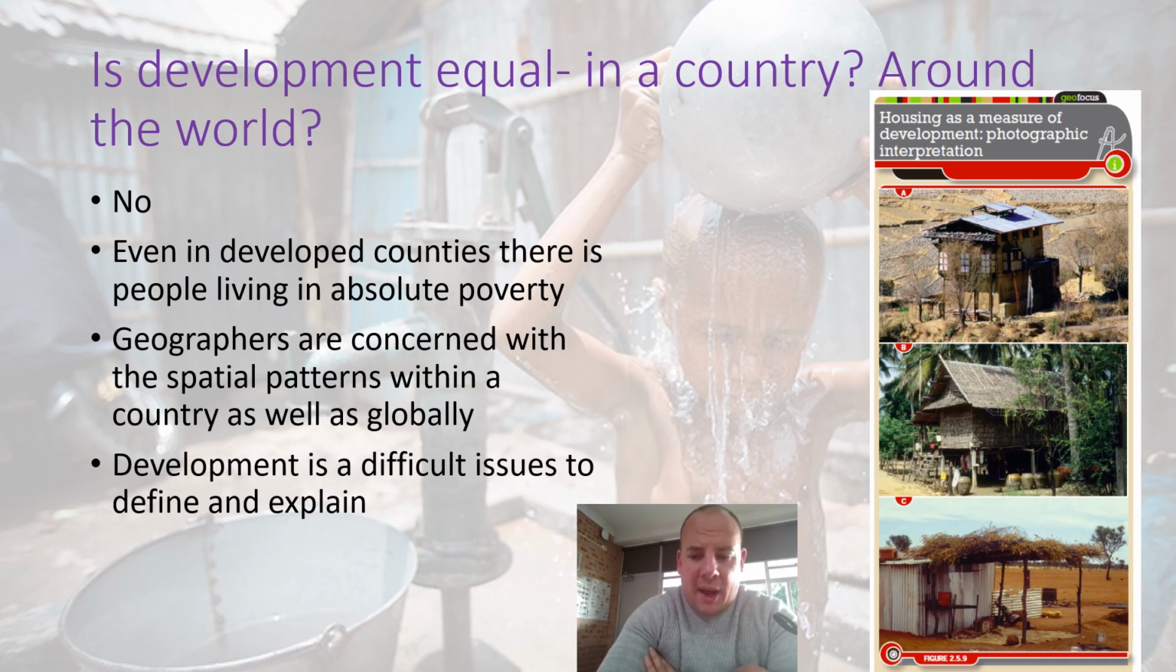So when we look back at spatial variations, we get a generalized idea of where rich and poor countries are, and we can use a lot of different development indicators to see where these development variations are. I hope that helps, and I hope that's explained to you what development is and what spatial variations are, and I hope you can use this video to make some really detailed Cornell notes.